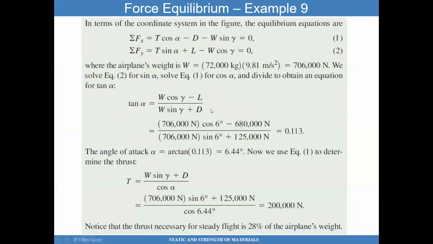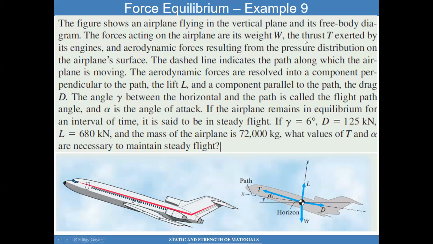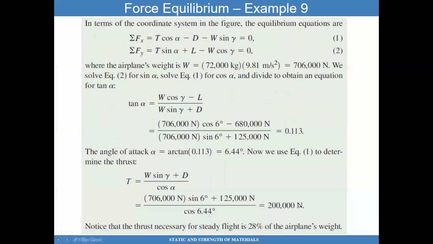And so in the x direction, I get T cosine alpha minus the drag minus W sine gamma equal to 0. In the y direction, where the lift has been aligned with the y direction to make the calculations easier, this time I have W cosine gamma instead. And I have this thrust vector, which should also be looked at. This thrust vector is T sine alpha when you resolve it into the y direction. And so those are the only forces applied. And so now the airplane weight is known.